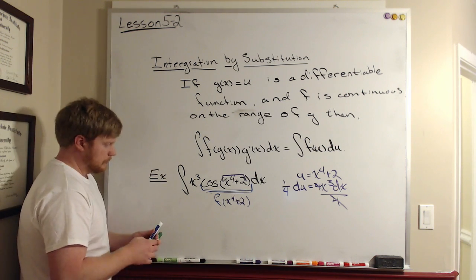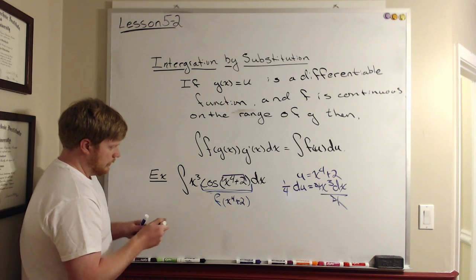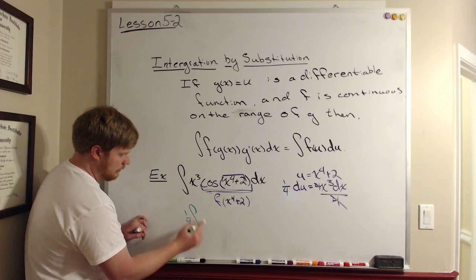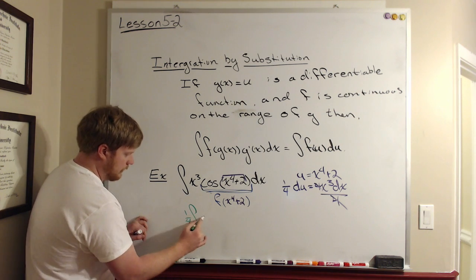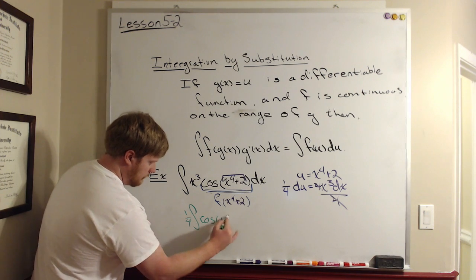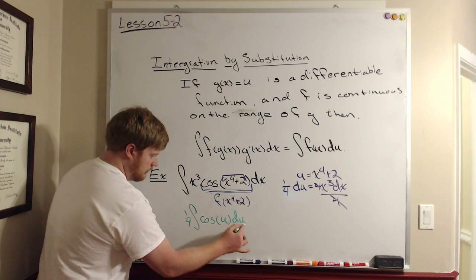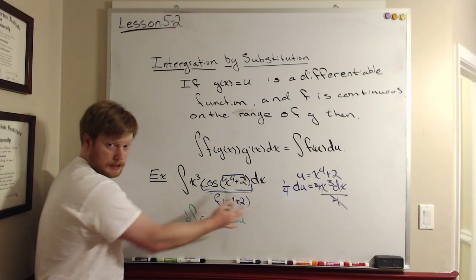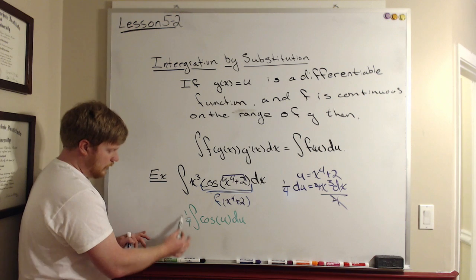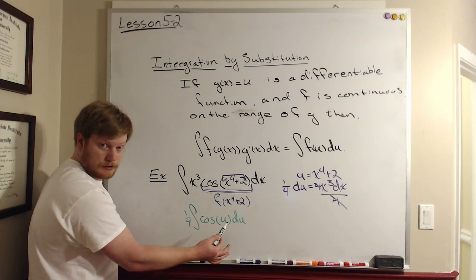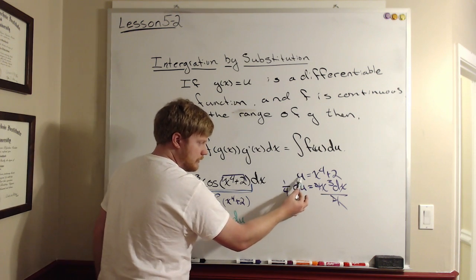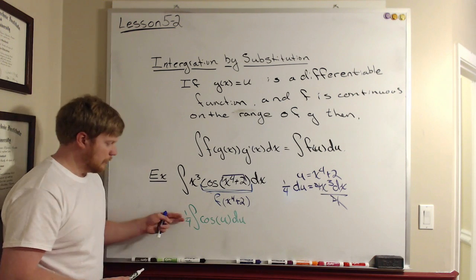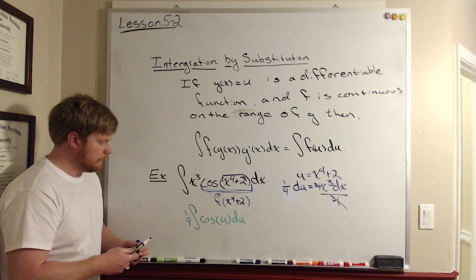Now, making the appropriate substitutions, we have a new integral: 1/4 times the integral of cosine of u du. The u was what we decided was inside of cosine, and the 1/4 du came from the derivative of u with respect to x, and then the extra factor of 4 we're taking care of with the 1/4 there on the outside.